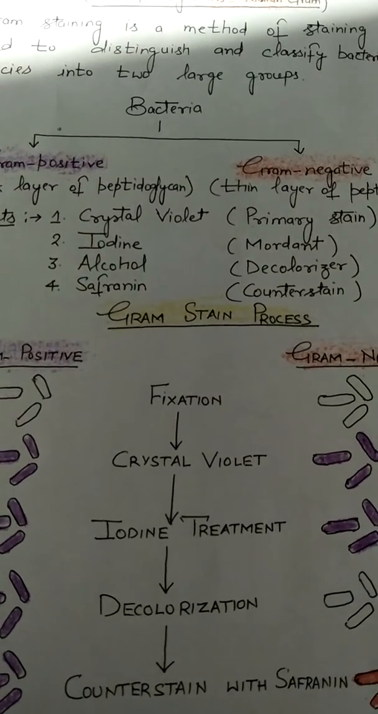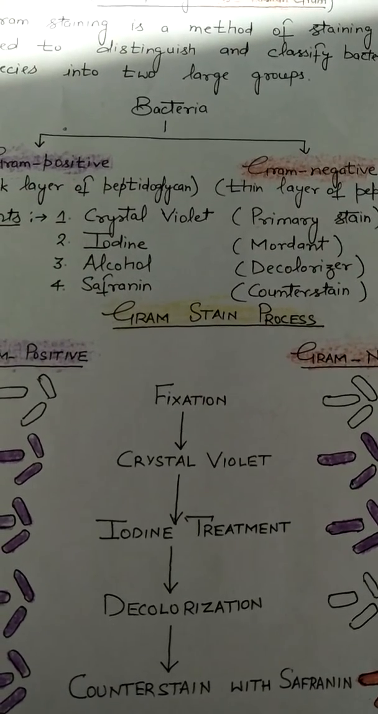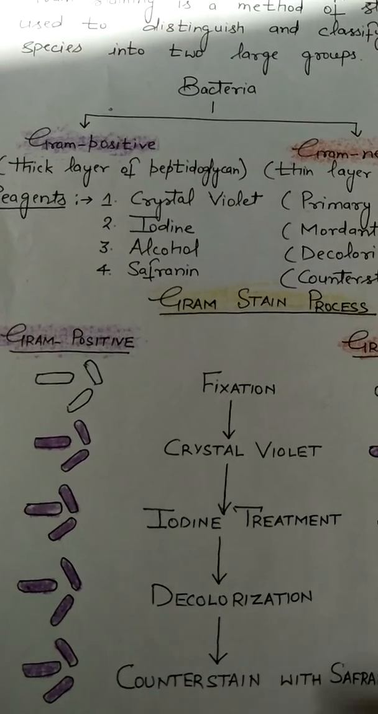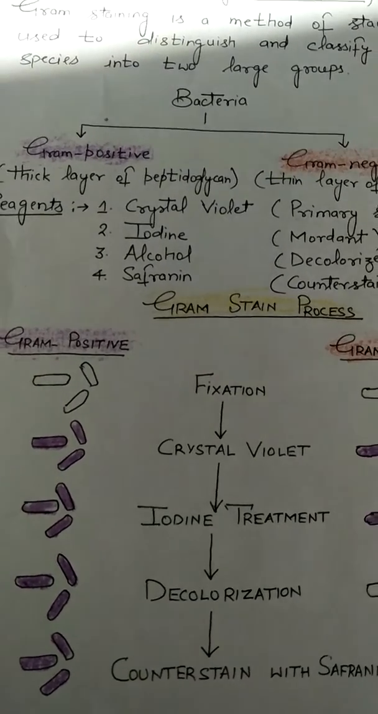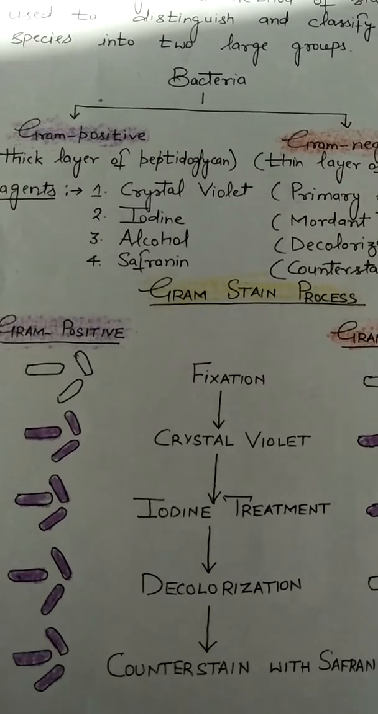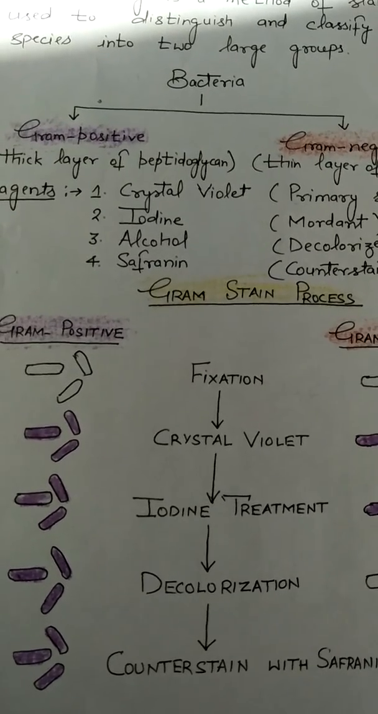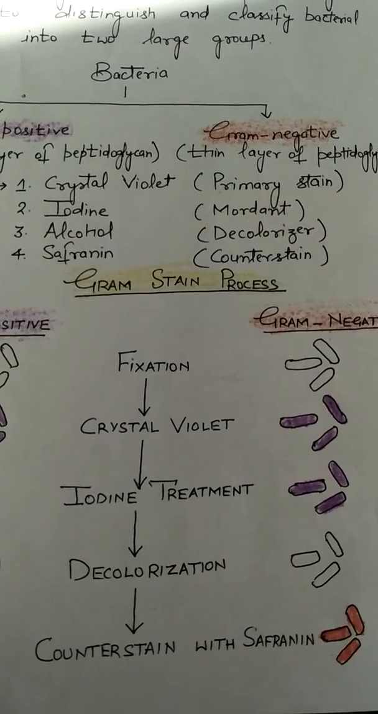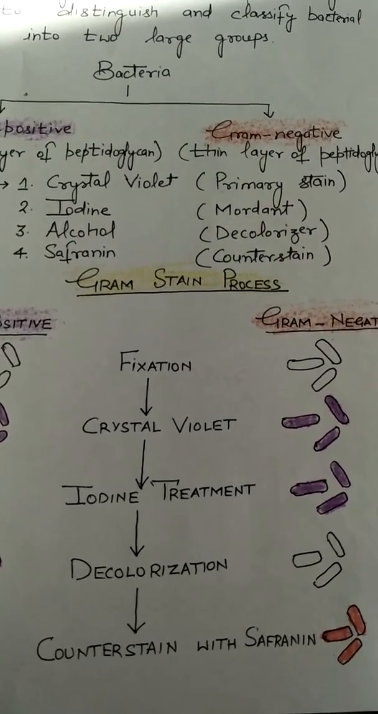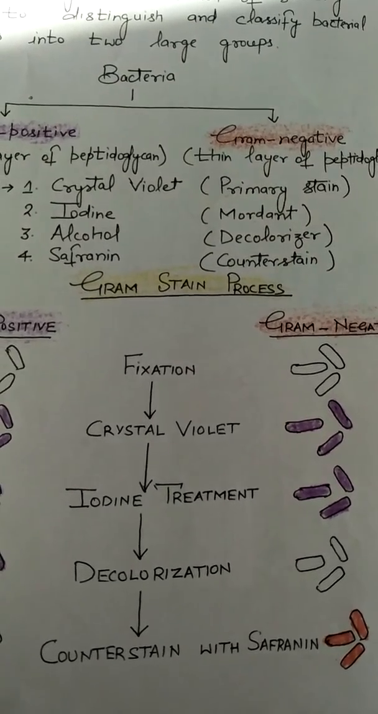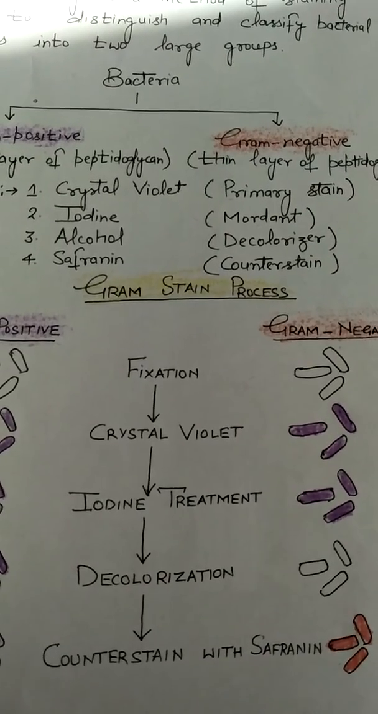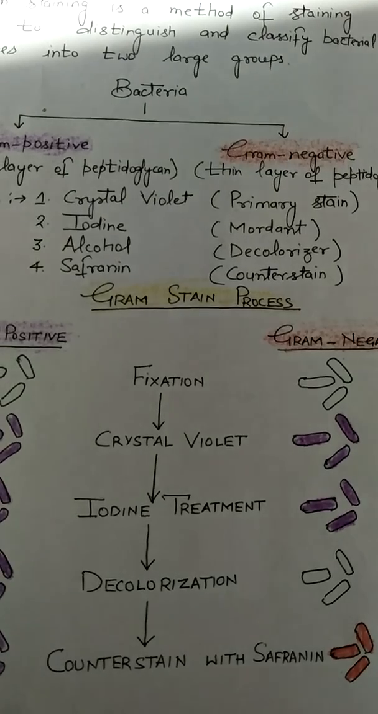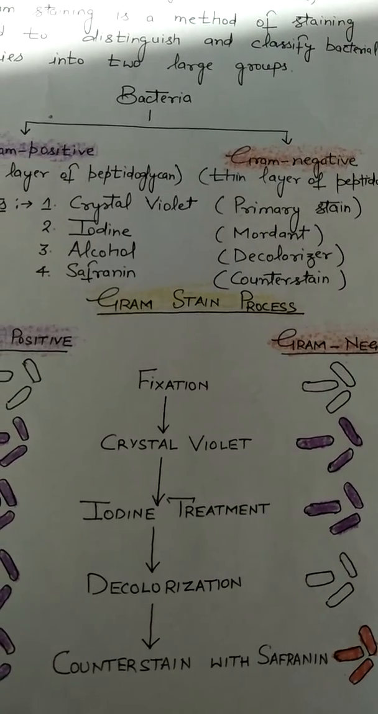So to sum up here, gram positive bacteria stain purple due to the presence of a thick layer of peptidoglycan in their cell wall which retains crystal violet, whereas gram negative bacteria, they stain red, which is attributed to thinner peptidoglycan wall which doesn't retain crystal violet during decolorizing process.